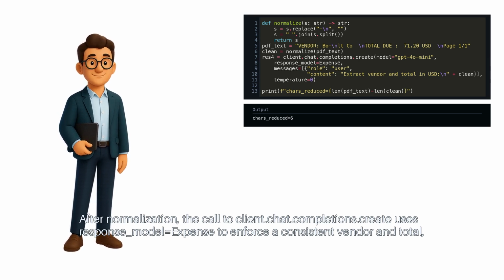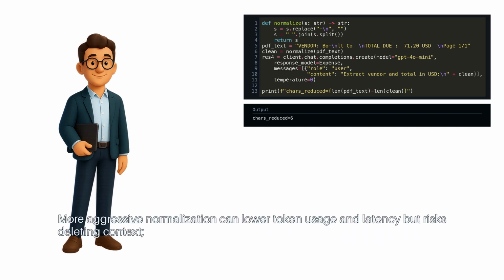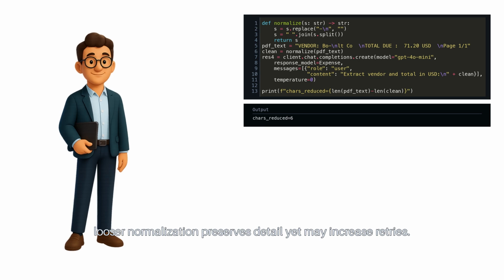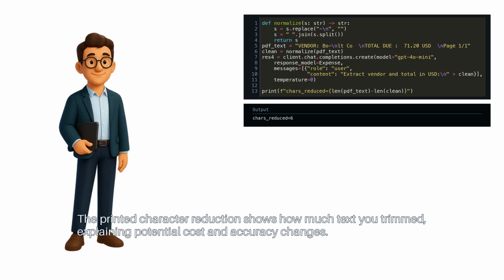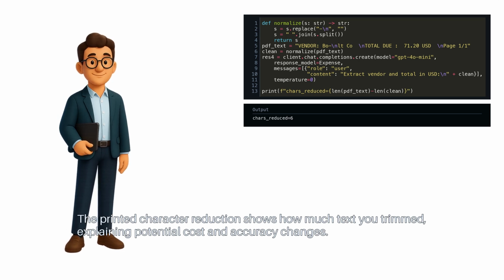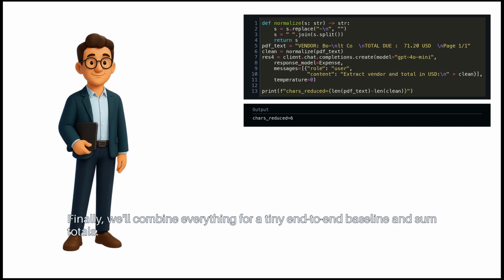client.chat.completions.create uses response_model equals Expense to enforce a consistent vendor and total, while temperature equals 0 reduces randomness and typically avoids extra retries. More aggressive normalization can lower token usage and latency, but risks deleting context. Looser normalization preserves detail, yet may increase retries. The printed character reduction shows how much text you trimmed, explaining potential cost and accuracy changes. Finally, we'll combine everything for a tiny end-to-end baseline and sum totals.